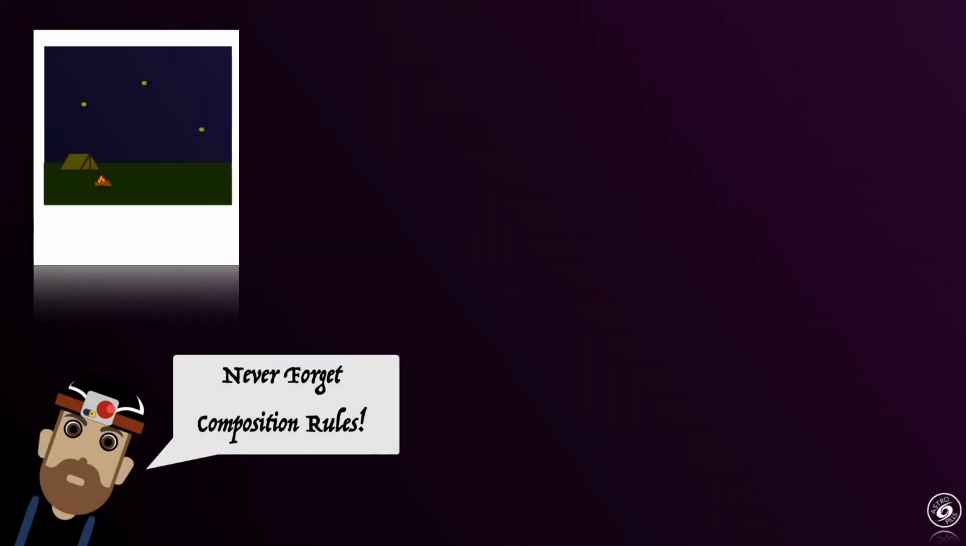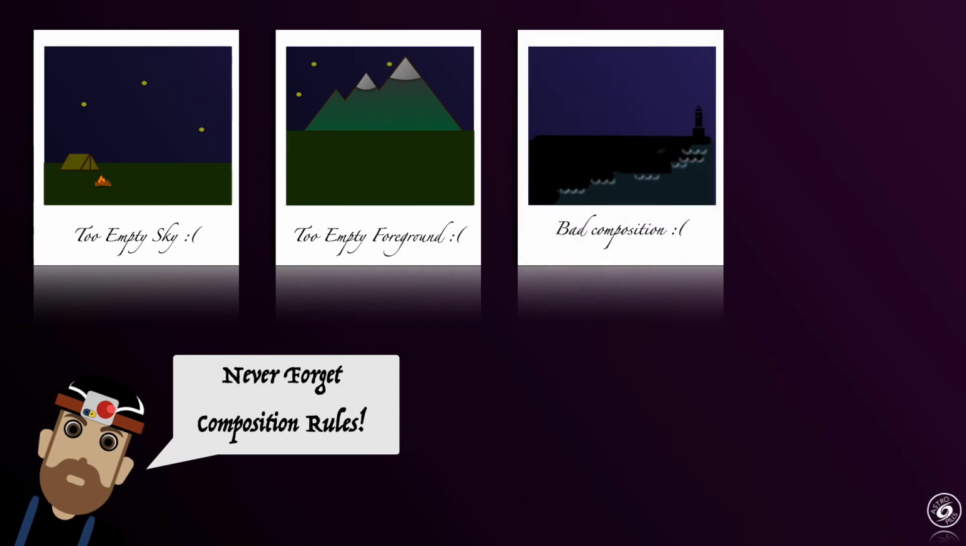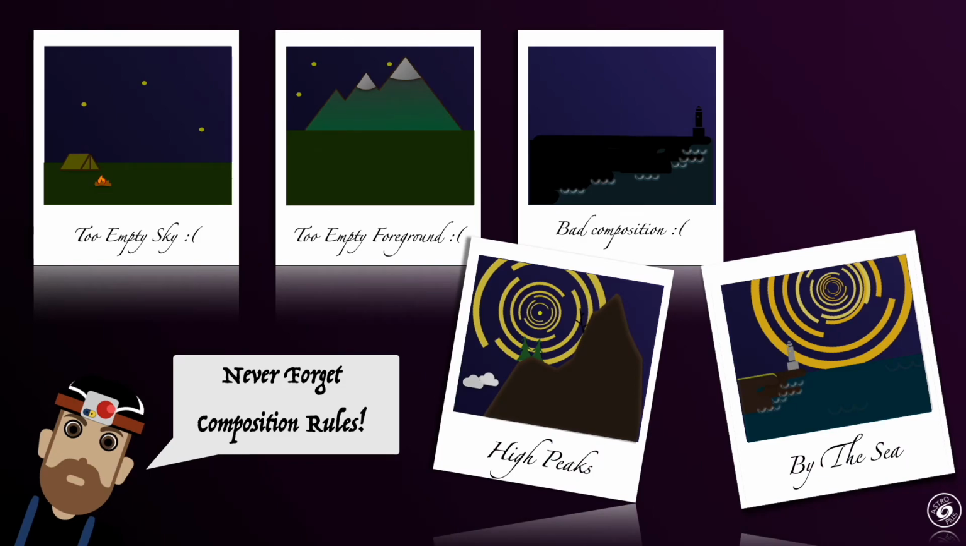Now, whether you are doing landscape photography during the day or at night, to be successful, you cannot forget composition. This sky looks a bit too empty and boring. Now the foreground is too empty, and this is quite a bad composition altogether. Instead, try applying composition rules to your images, such as the rule of thirds, and use the star trails as a composition element to balance the image.